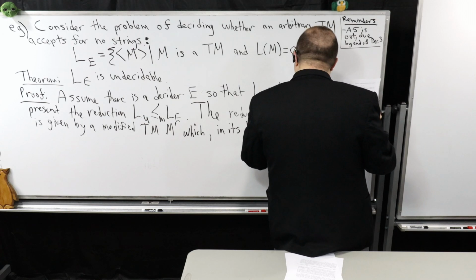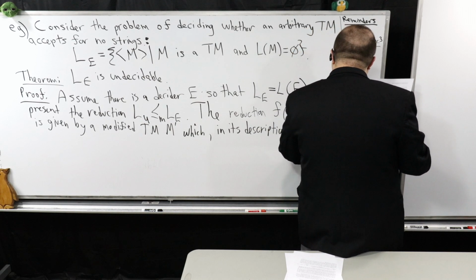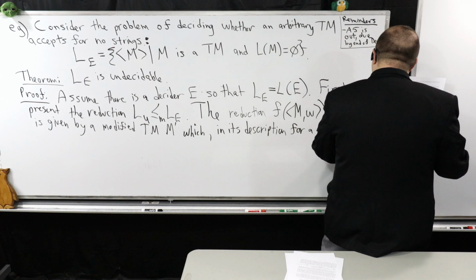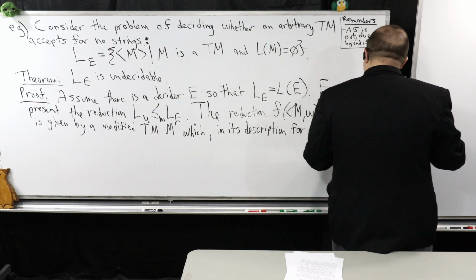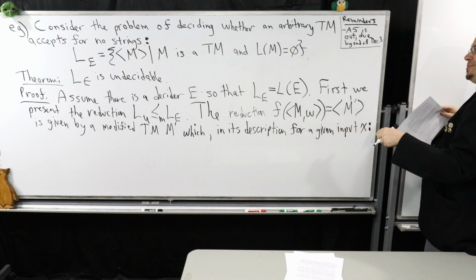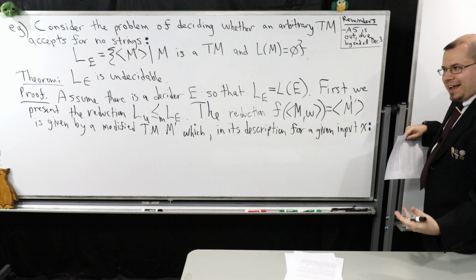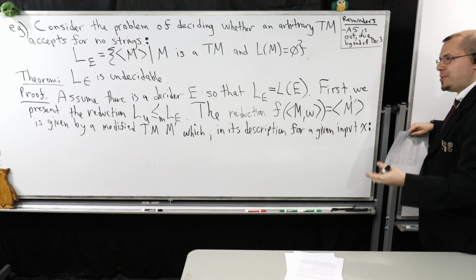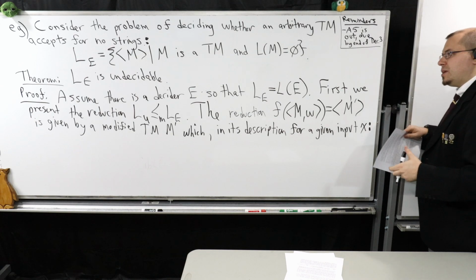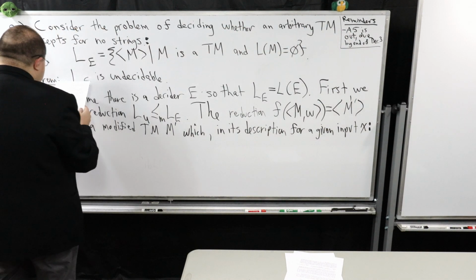in its description, for a given input X. So remember, when I have this Turing machine's description, the Turing machine will interpret some input, and I'm calling it X. Usually I call it W, but I'm calling it X here, okay? So just be very careful when you're thinking about this.